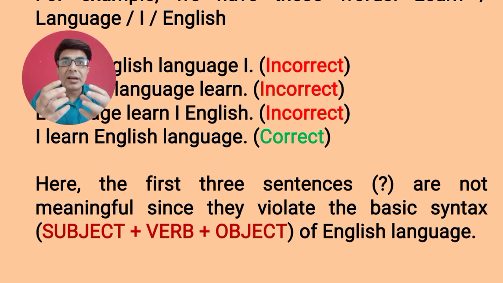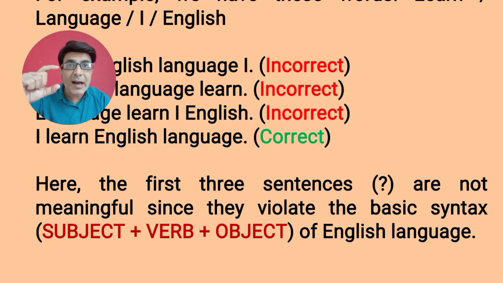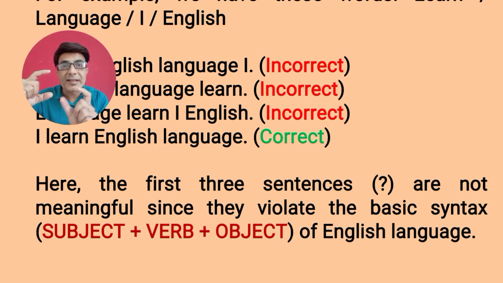Subject means the doer of the action, one who is doing the action. That is called the subject. In this example, I learn English language. In this sentence, I is your subject. Why? Because learn is the verb. Who is doing this act of learning? The act of learning is done by I. So the one who is doing the action is known as the subject. I learn English language. So I is the subject, learn is the verb, and English language is the object.